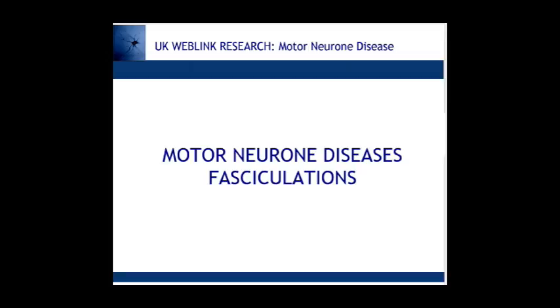Motor neuron diseases, fasciculations. Fasciculations originate at the very tips of the nerves, called axons, as they come close to being in contact with the muscle. The tips of the axons are thought to be overly sensitive to depolarizing, in other words, electrical firing, which is what triggers a muscle to contract.